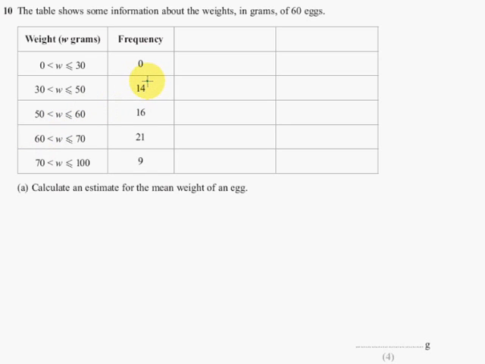this one here, there's 14 eggs, and the eggs could be 31, 32 grams, 33, 34, 35, 36, 37, 38, 39, 40, it could be 41, 42, 43, 44, 45, 46, 47, 48, 49, or even 50 grams, okay? And we just don't know, but there's 14 eggs that's between these weights here, okay? So you're going to need a midpoint, and you're going to assume that all of these eggs are going to be 40 grams in this case, okay?